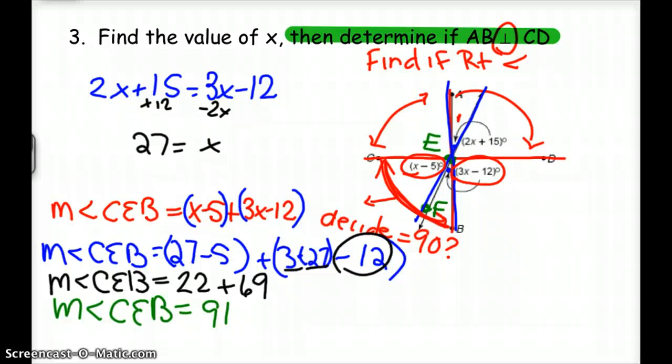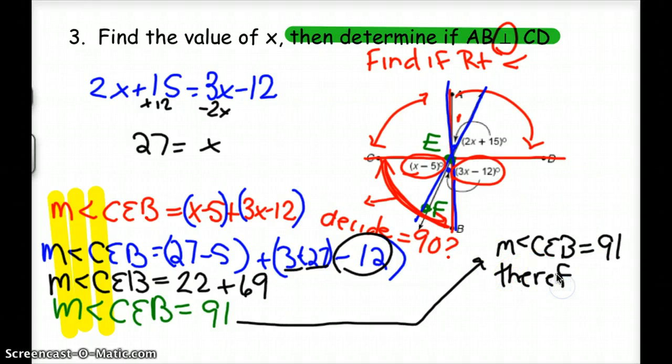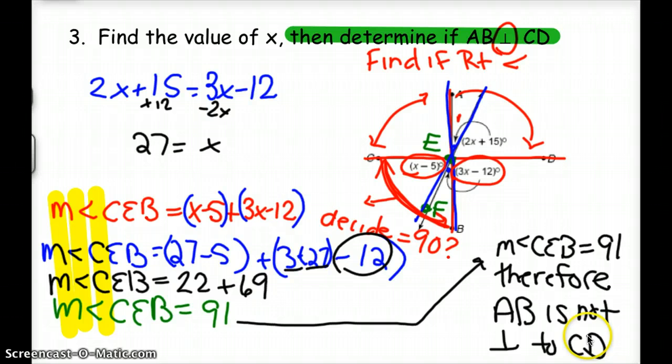So now I need to communicate that in writing. I'm going to write it over here because I'm running out of room. Again, you guys should be working down. Notice how I've worked down here, not across. So what I'm going to write now is the measure of angle CEB equals 91 degrees. Therefore, AB is not perpendicular to CD. This would be my answer.